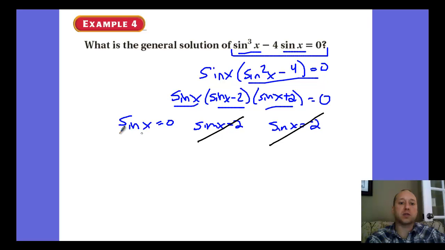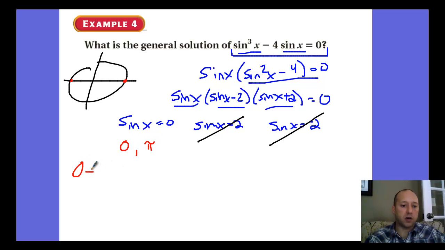But we do have sine x equals 0, and that on the unit circle is going to be at 0 and at pi, at those two different spots. So 0 degrees and at pi. Now, we could write that as 0 plus 2 pi n and pi plus 2 pi n. But we can condense both of those answers and write them just as pi n.